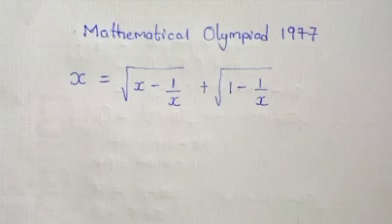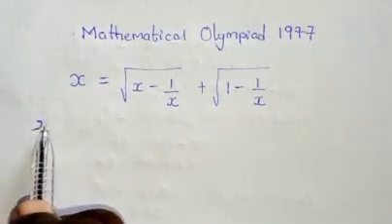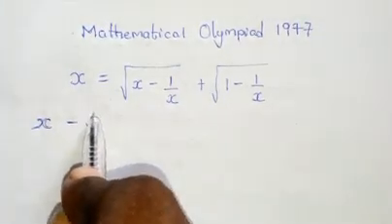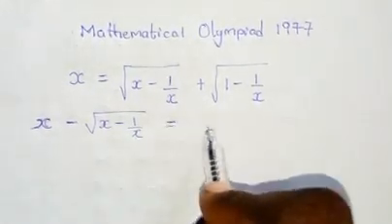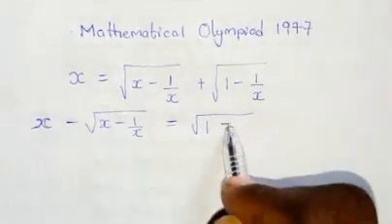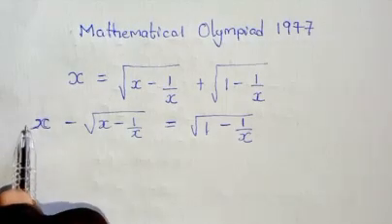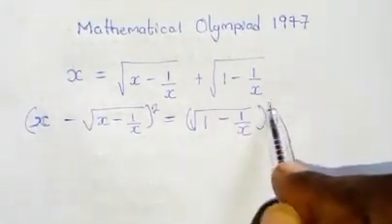So, solving this Olympiad math question from Yugoslavia, 1977. Now, how do we go about this? The first step, you have x. You are going to rearrange it by saying x minus root x minus 1 over x is equals to root 1 minus 1 over x. So we are going to square both sides. So raise the power of both sides to the power of 2.